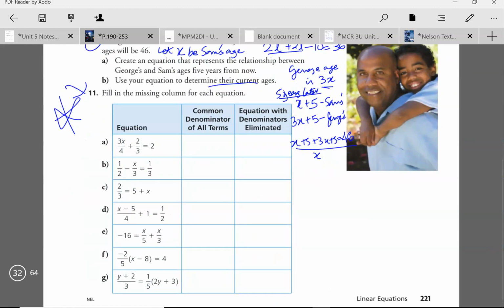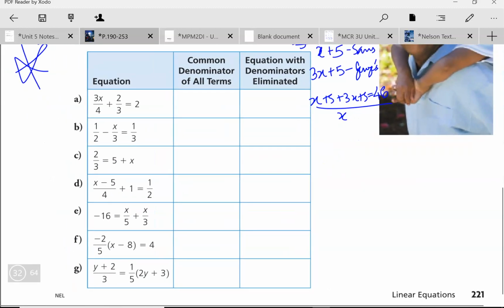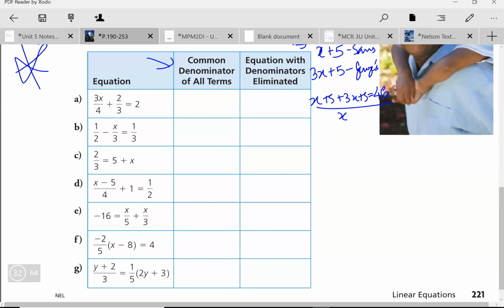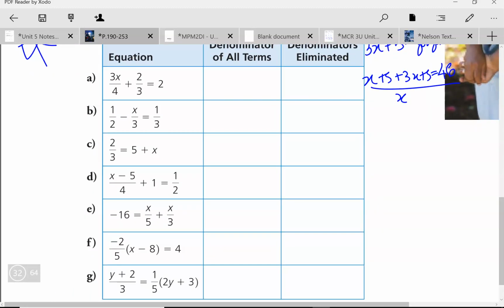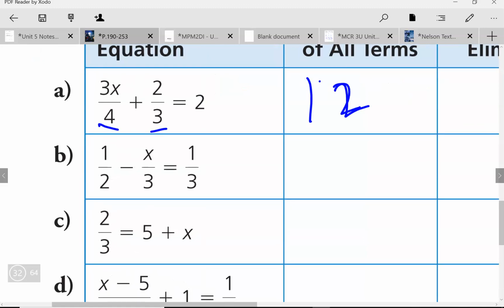Yeah. So again, if you're just struggling with taking the common denominator, I'd highly recommend practice of 11. I'll do a couple with you. So if you look at the common denominator, 4 and 3 is 12. So you're going to multiply each term by 12. So times 12, times 12, times 12.